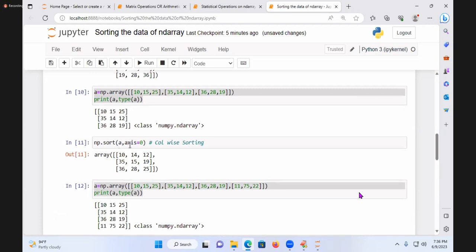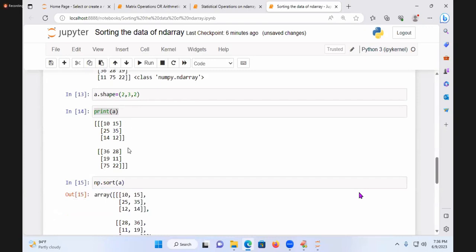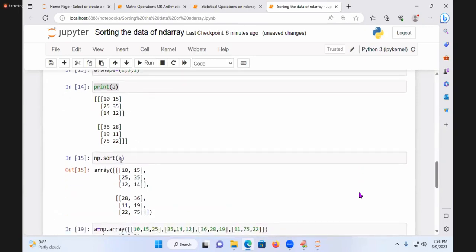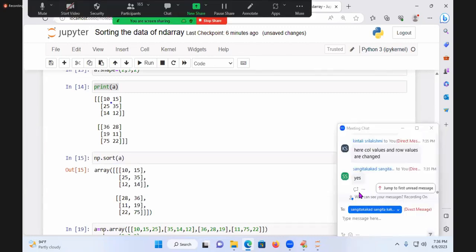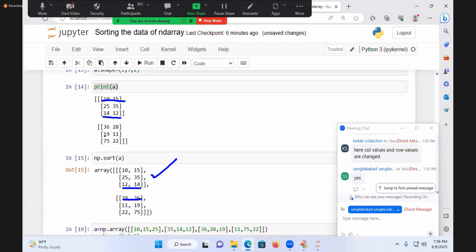Look at A of axis is equal to 0, up to 2D is clear. Shape is equal to this one. np.sort of A, what is done by default? 10, 15 natural, 25, 35, okay. 12 and 14 sorted. This is for one thing. 36, 28, 28, 36. 19, 11, 11, 19. This is also done. This is called row wise by default.